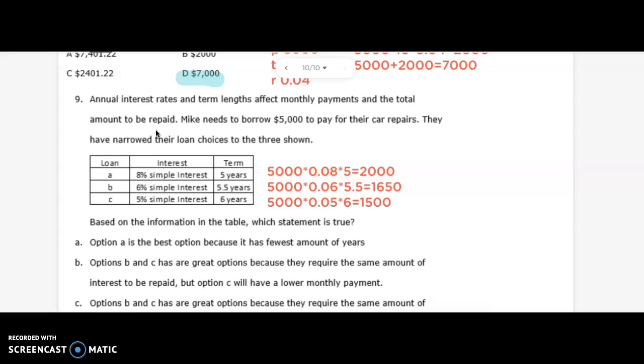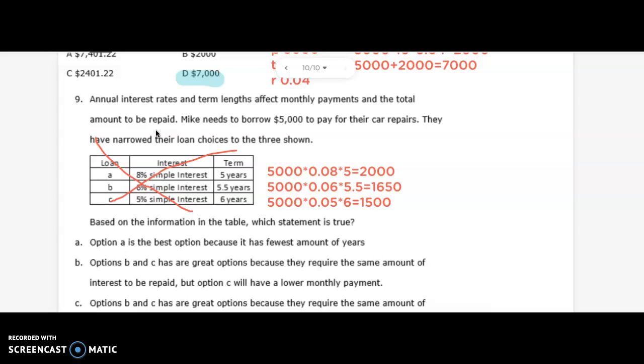Hey, y'all, I'm going to be honest. I made a boo-boo on that one. But C will have a lower monthly payment. Option B and C are great options because they require the same amount of interest to be repaid, but B will have lower monthly payments. Hey, listen, this problem Mr. George messed up on. I put the wrong table in. This table on this problem is incorrect. So forgive Mr. George. I was playing with a few different tables. And this one is the one that got in.